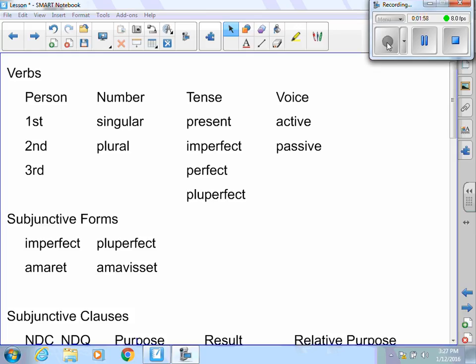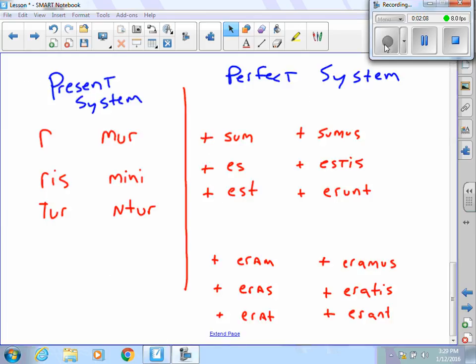You also need to know the voice, which is active or passive. Remember, our actives are the O, M, S, T, mus, tis, and unt, and our passives are, for the present system, we add the R, ris, tur, mur, mini, untur to the present stem. We would also use a marker if it were necessary, like the BA. So BAR would be first person, singular, imperfect, passive.